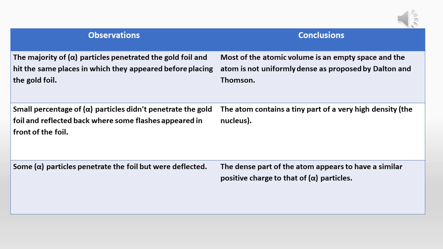Last one, the appearance of some flashes on both sides of the position where they appeared before and after placing the gold foil. This means that the foil deflected a small fraction of alpha particles. This means that the nucleus is the dense part of the atom, where most of the atomic mass is present, and the nucleus has a positive charge similar to the alpha particle because they repel each other.